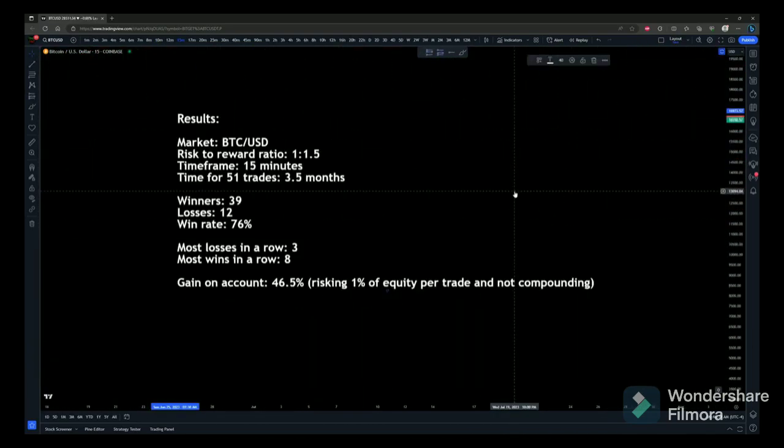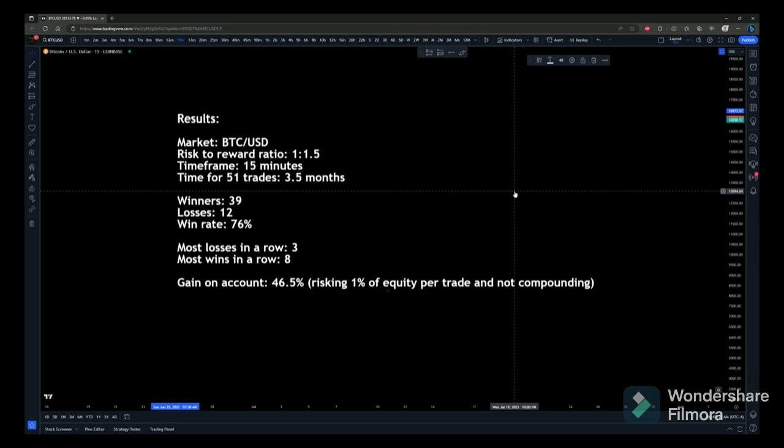All right, here are the results from 51 backtested trades. This one on Bitcoin against the US dollar using a 1 to 1.5 risk to reward ratio on a 15-minute time frame, which took 3.5 months of price data. So 39 of those were winning trades, 12 were losses, the win rate being 76% from that small sample of backtested trades. The most losses in a row was 3 and the most wins in a row was 8. The gain on the account, 46.5%. And imagine for 100, you can essentially double all of these numbers. And that assumes a risk of 1% of the account equity per trade, also not compounding.